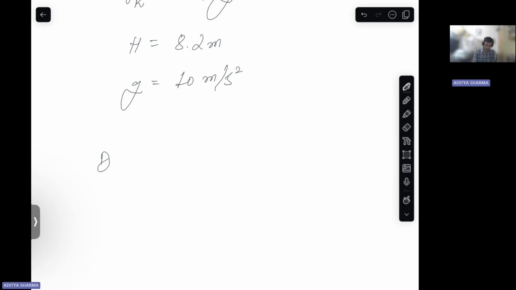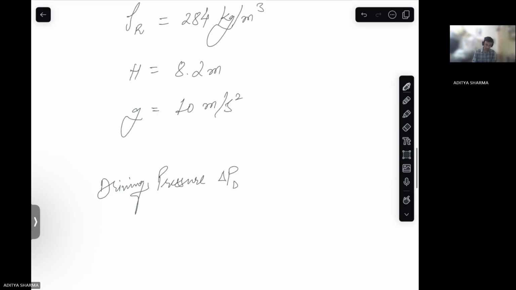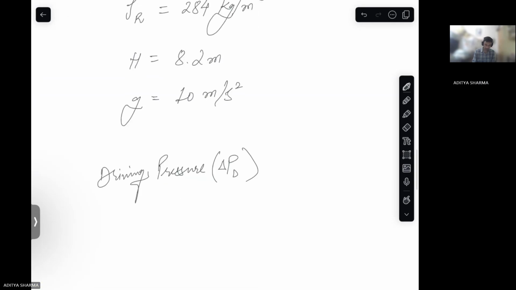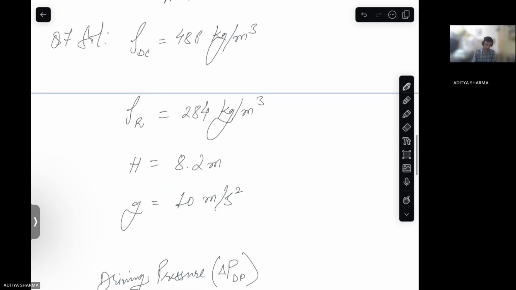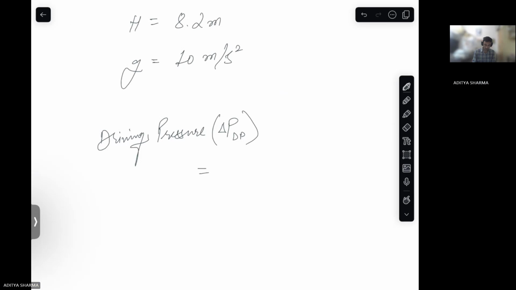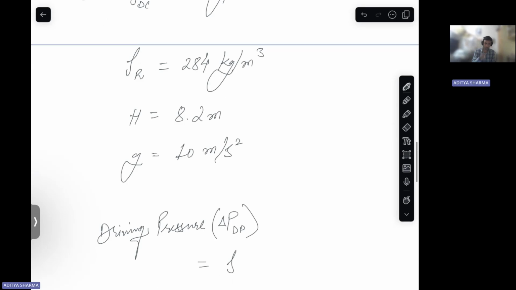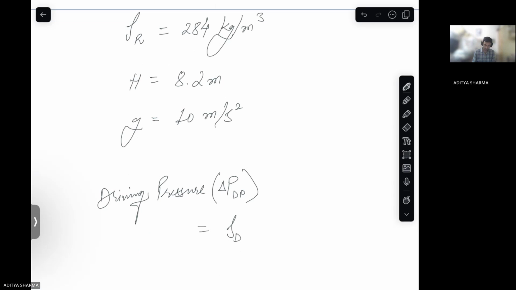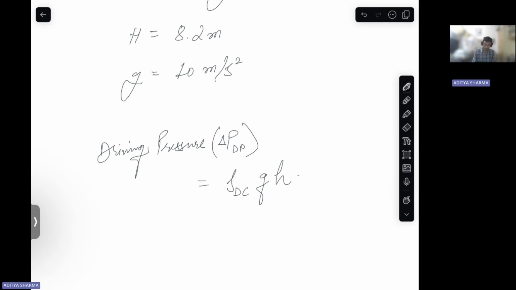Now, the driving pressure is what? So this is the pressure due to the column, your downcomer column, density g h, minus the pressure due to your riser column. This is riser rho g h.